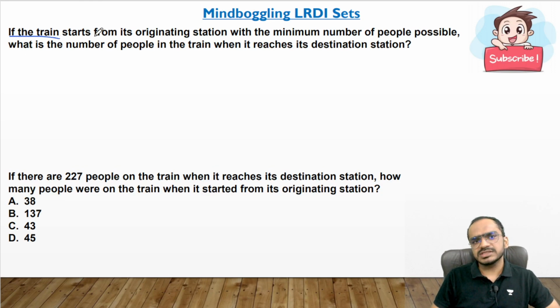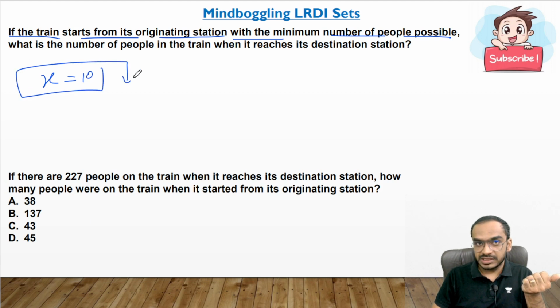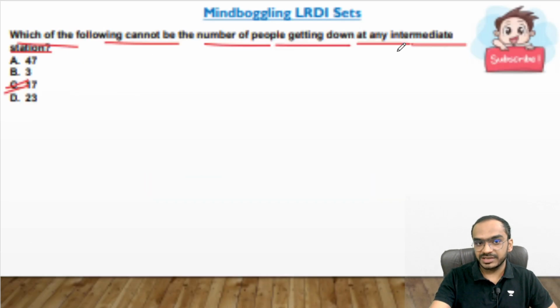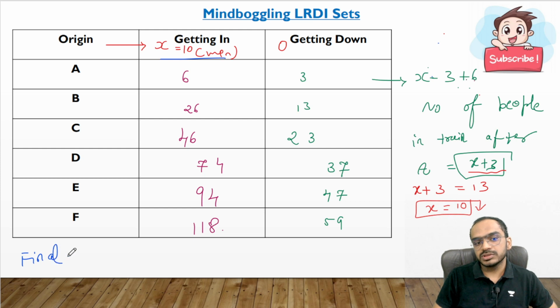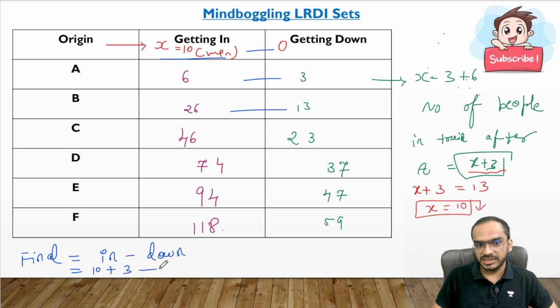If the train starts from the originating station with the minimum number of people possible, we saw that x is equal to 10, right? What is the number of people in the train when it reaches the destination? So see, 10 people get in, right? So the final destination is how much? Getting in minus getting down. 10 minus 0 is 10, 6 minus 3 is 3, then 26 minus 13 is 13.